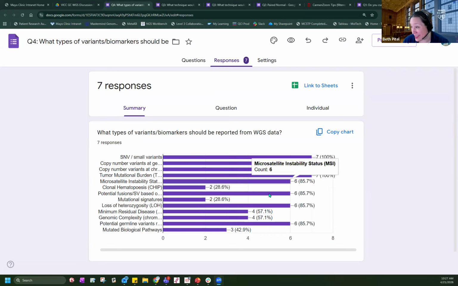So out of 7 responses, if we take majority rules, 4 and above, we're reporting everything off of this list except for CHIP and mutational signatures, which is a crazy amount of data, but so interesting. Anybody want to comment on anything that struck you as interesting when responding to this question?